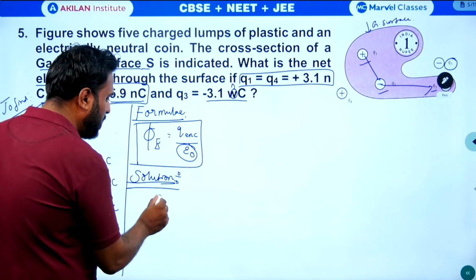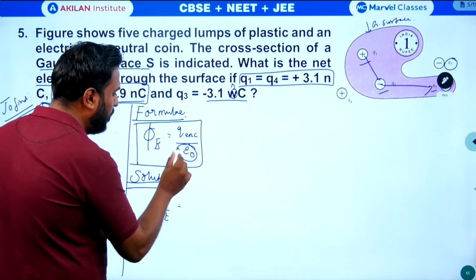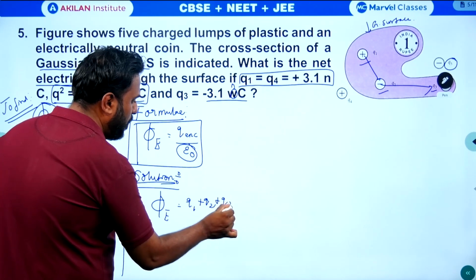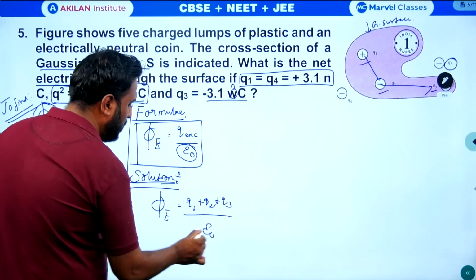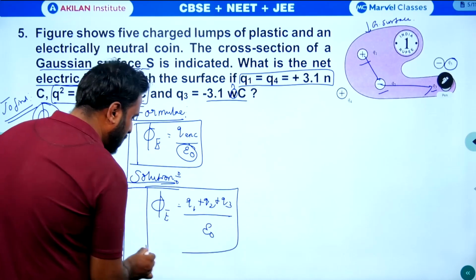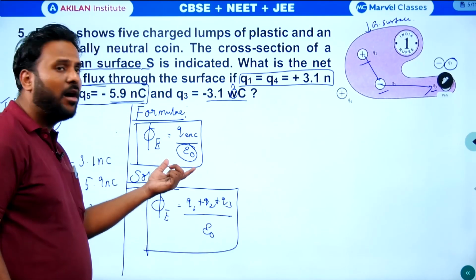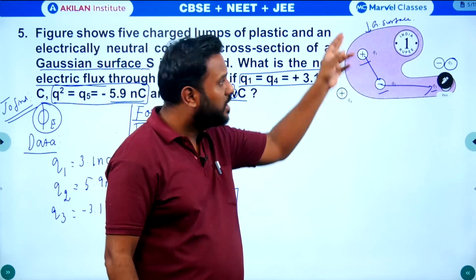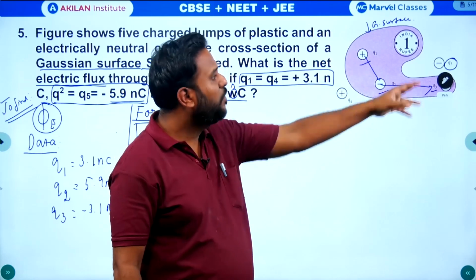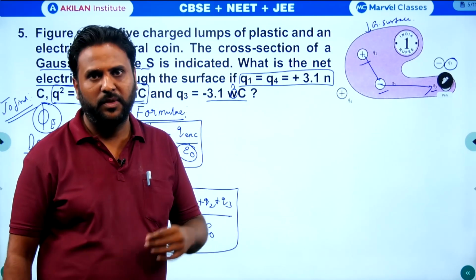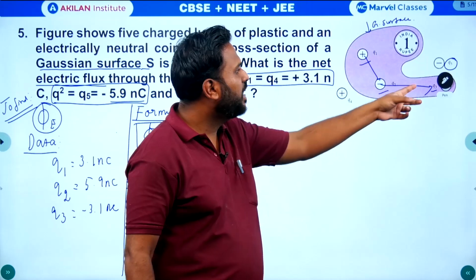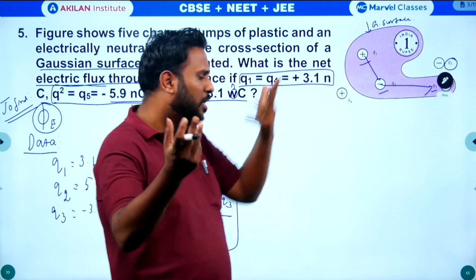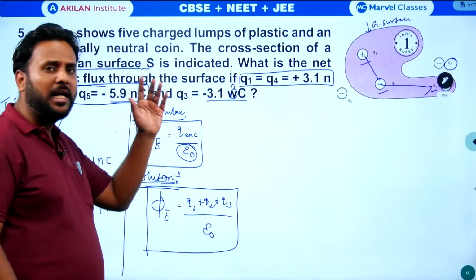How am I going to do it? Listen carefully here. Q1 plus Q2 plus Q3 by epsilon naught. This is the solution: adding all the charges according to the law of superposition, and moreover all the charges placed inside the lump. So we have to add all the charges in the plastic medium, and those placed in the same Gaussian surface. It's not out of the Gaussian surface, so no need to worry about this. We have to add all the charges.